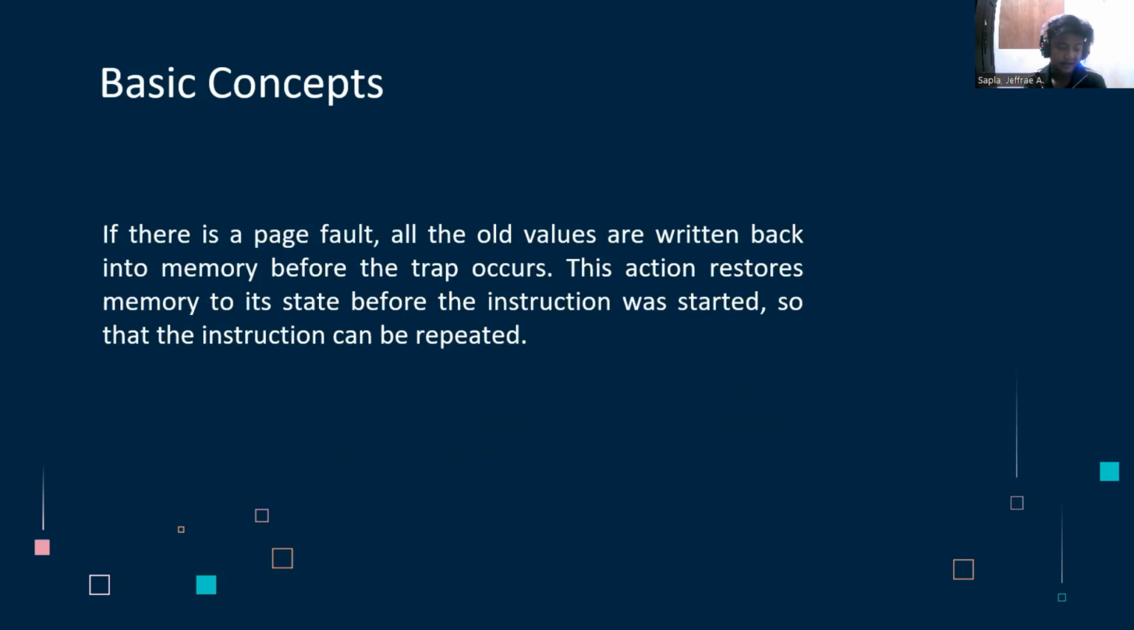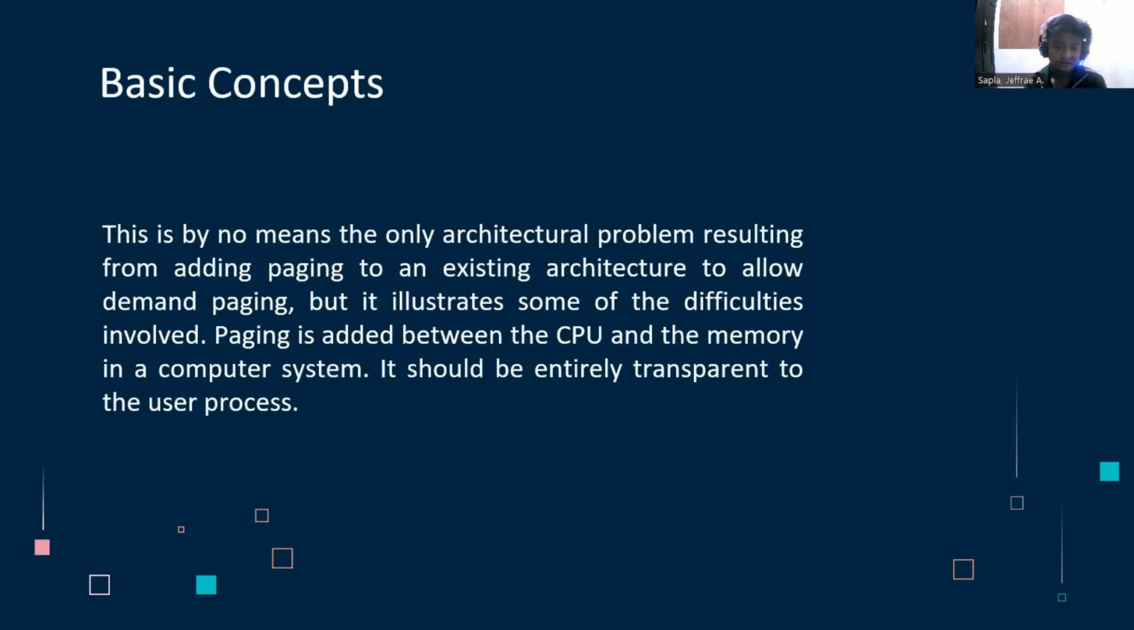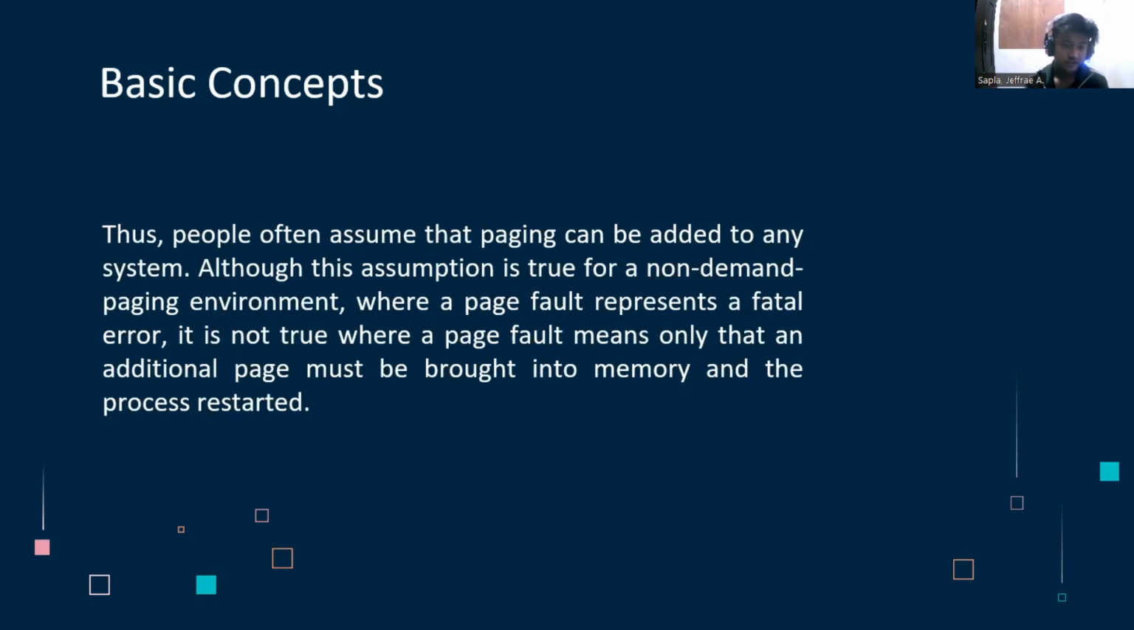This action restores memory to its state before the instruction was started, so that the instruction can be repeated. This is by no means the only architectural problem resulting from adding paging to an existing architecture to allow demand paging, but it illustrates some of the difficulties involved. Paging is added between the CPU and the memory in a computer system. It should be entirely transparent to the user process. Thus, people often assume that paging can be added to any system, although this assumption is true only for a non-demand paging environment.